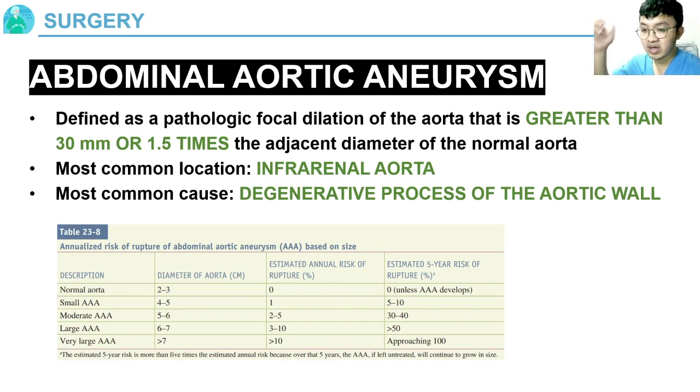The most common cause of an abdominal aortic aneurysm is a degenerative process of the aortic wall. So this table just shows the annualized risk of rupture of abdominal aortic aneurysms based on size. You can scan this table if you have time.